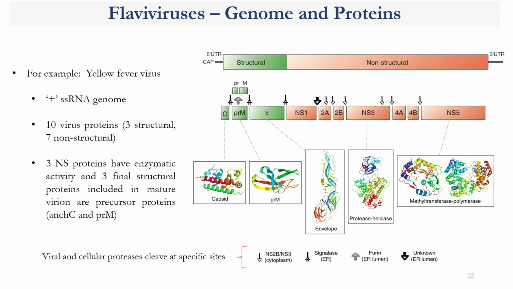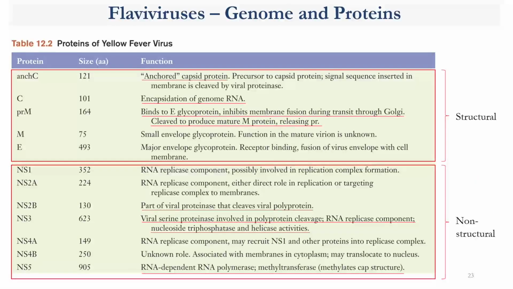Now, if you guys want to see what these different proteins do, this is the detail of the proteins. So you have your structural proteins and your non-structural proteins. What I want you to focus on is the proteins that I've underlined, okay? So for example, anchor protein. So this is the anchored capsid protein. This is the precursor to the capsid protein, okay? Once the sequence gets inserted into the membrane, it's cleaved by the viral proteinase. Then you have your C protein, which basically helps with encapsulation of the genomic RNA.